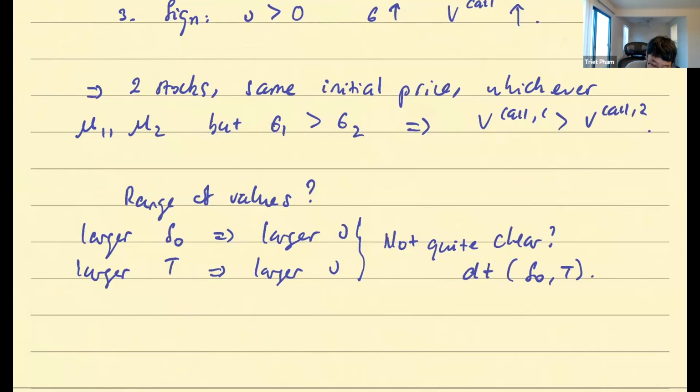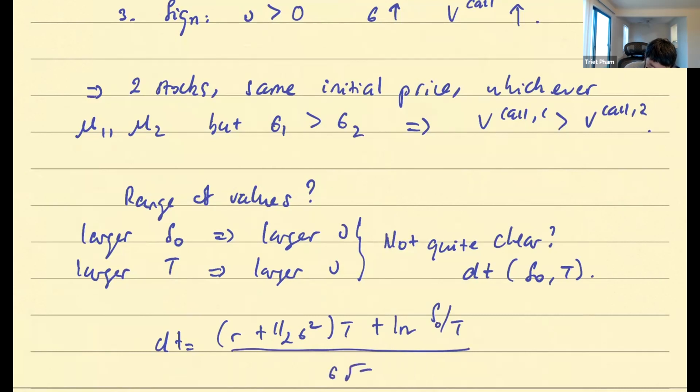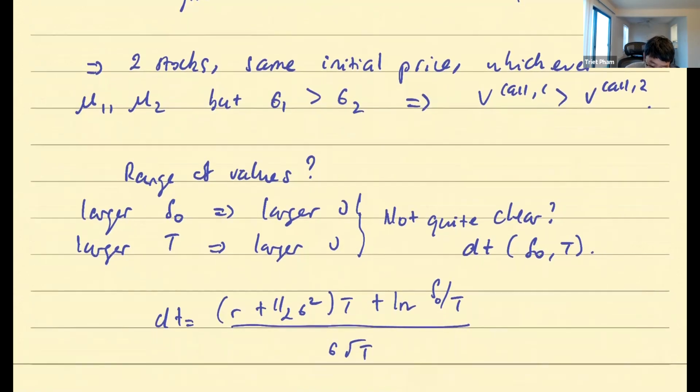How? Again, D plus is (R plus 1/2 sigma square) T, plus log of S over K, divided by sigma square root of T. So you see, the relation with T is a bit complicated because there's a T in several places here. But let's look at the relation with S naught.